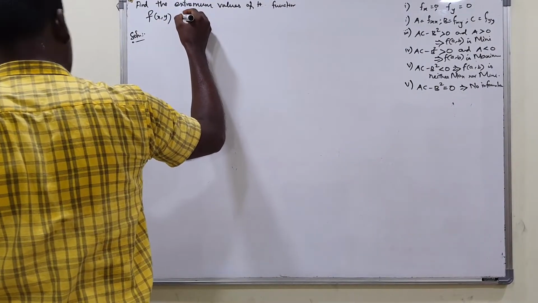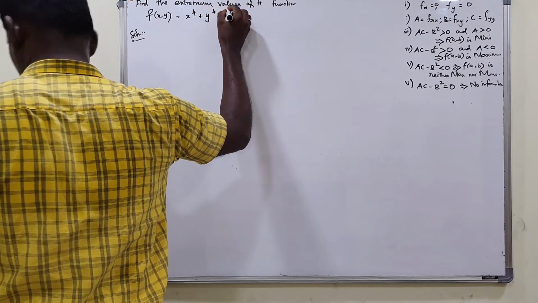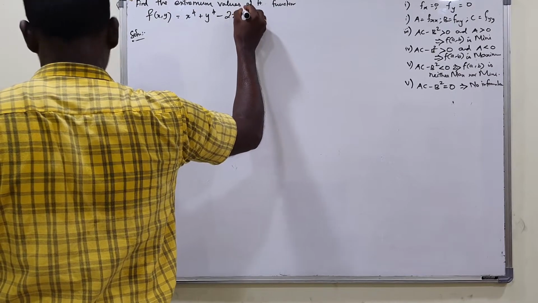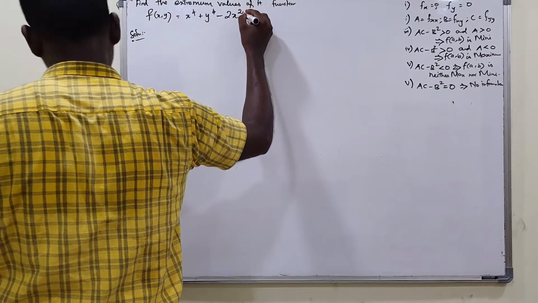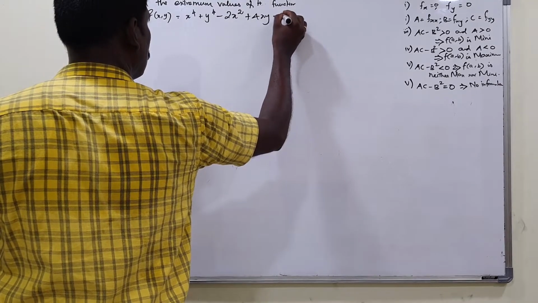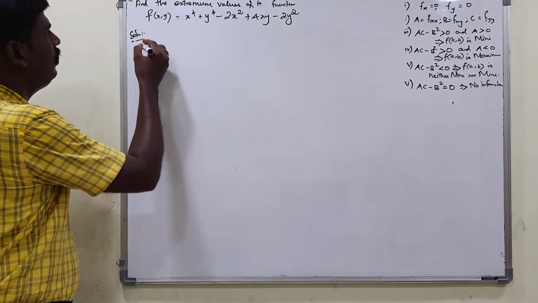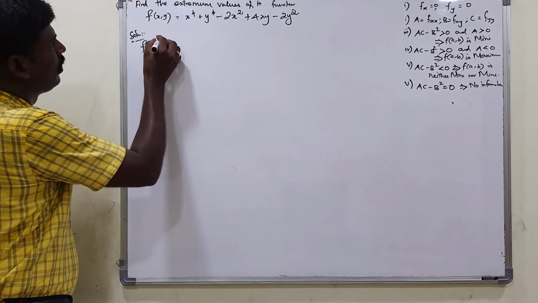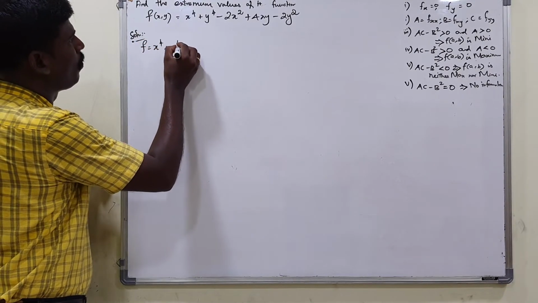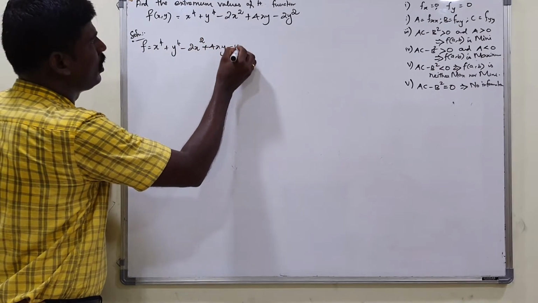Maxima and minima of the function x power 4 plus y power 4 minus 2x square plus 4xy minus 2y square, right? That's all. So what is f? x power 4 plus y power 4 minus 2x square plus 4xy minus y square.